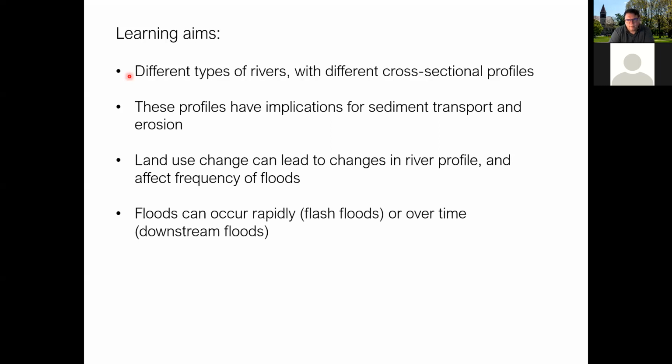We're also going to talk a bit about different types of floods, the differentiation between things like flash floods and downstream floods, and how these are monitored for and, to the best of our ability, avoided in modern society.